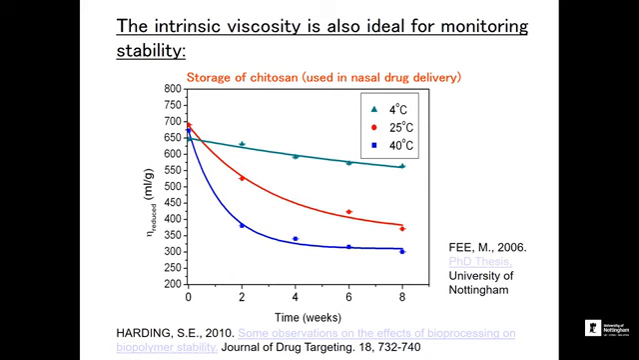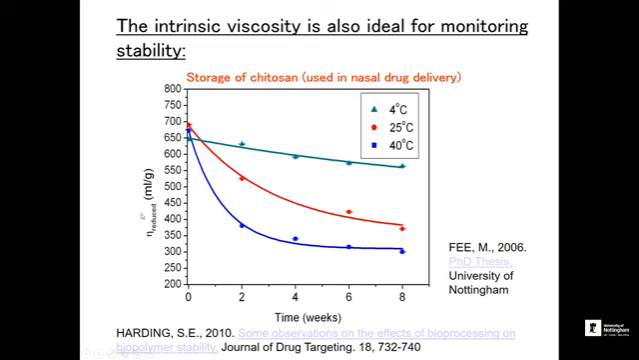So in biopharma, it's used as a very simple to use technique for looking at stability of drug types of macromolecules. So stability of glycovaccines, antibodies, this sort of stuff. It's used as a monitor for stability, particularly with polysaccharides. And this shows you a chitosan, which comes from crabs, and it's been used in nasal drug delivery. This is Monica Fee's PhD from 2006.